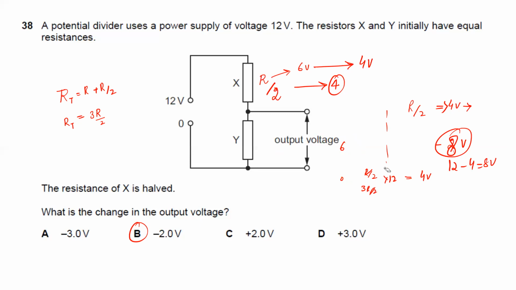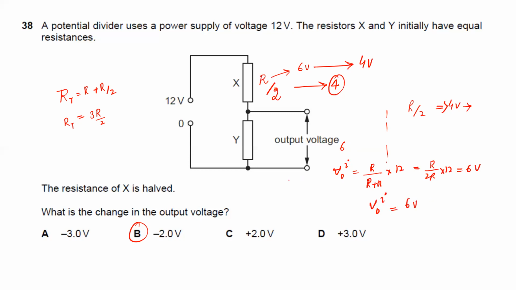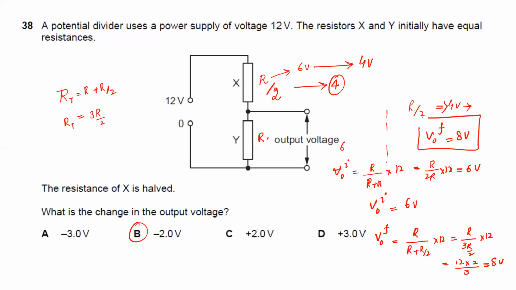Again, if we have to calculate using the voltage divider rule, initially in the initial case, total resistance was R plus R multiplied by 12. So we get R divided by 2R multiplied by 12, 6 volts. So V out initial is 6 volts. Then in the second case, R remains R and X resistance is R by 2. So V out final is R divided by R plus R by 2 multiplied by 12. This is R divided by 3R by 2 multiplied by 12, which becomes 12 multiplied by 2 divided by 3. This is 8 volts. Initial is 6 volts, so my output changes by 2 volts. So answer number C is the right answer.